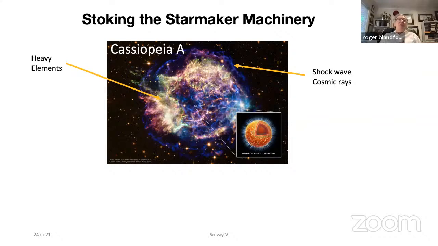Here's another supernova remnant, Cassiopeia A, with the shock wave that surrounds it, where the cosmic rays that bathe the solar system and the Earth are produced, we think most of them, at the shock fronts surrounding supernova remnants like this. There you can see the neutron star that's left behind in this particular supernova explosion. It was an explosion that happened about 400 years ago.